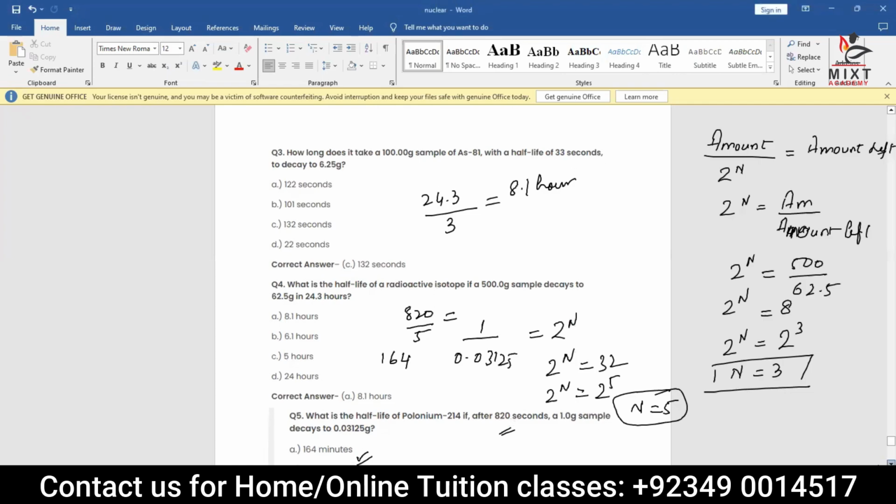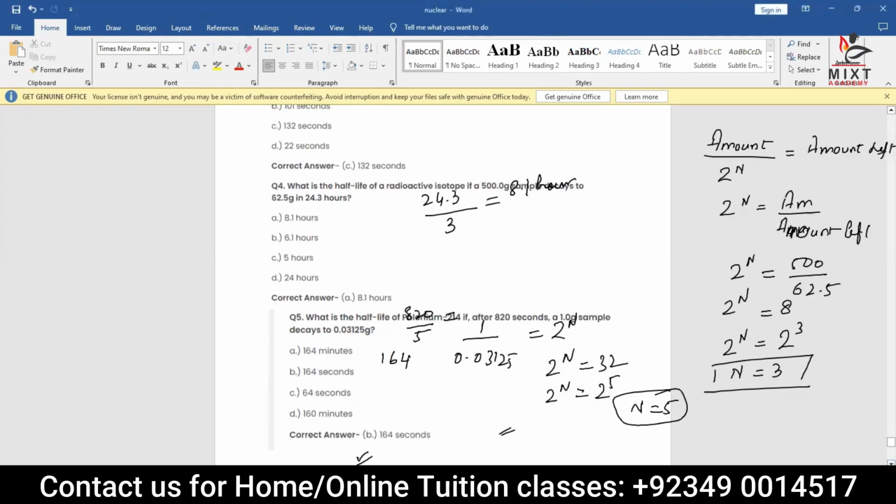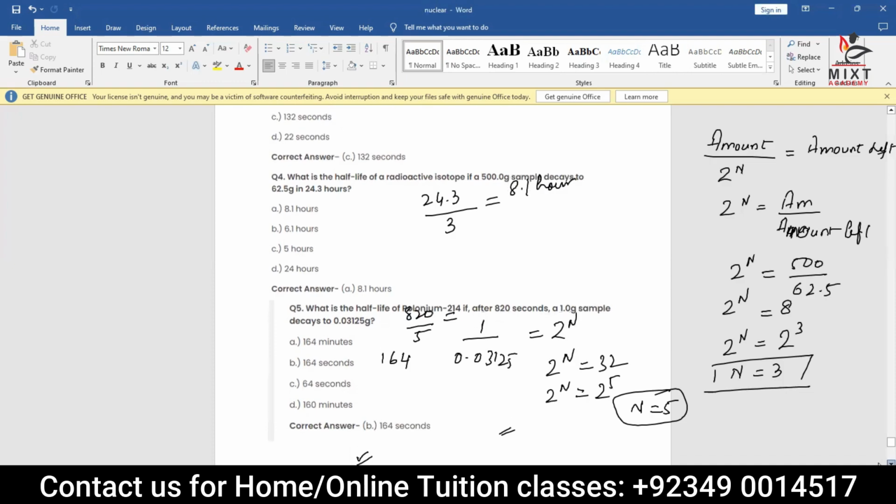You have to divide it by 5. So the answer is 164. Absolutely right. Bang on target.